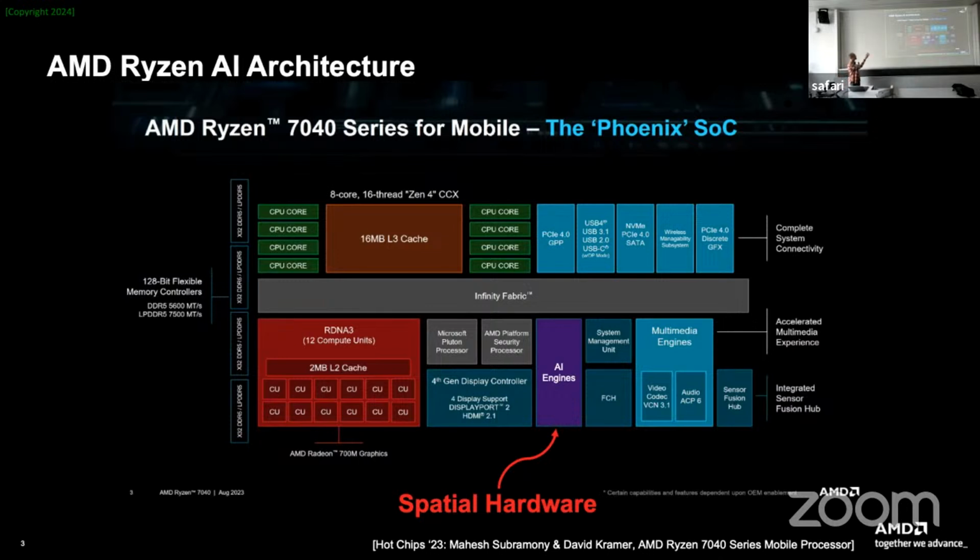In red, you can see a CPU complex. On top of that, you can see a CPU complex. Then there is some hardware acceleration for peripherals. There are some multimedia engines. But the part we want to focus on today in this talk is the AI engines. The neural processing unit is an array of AI engines, and we call that spatial compute hardware.